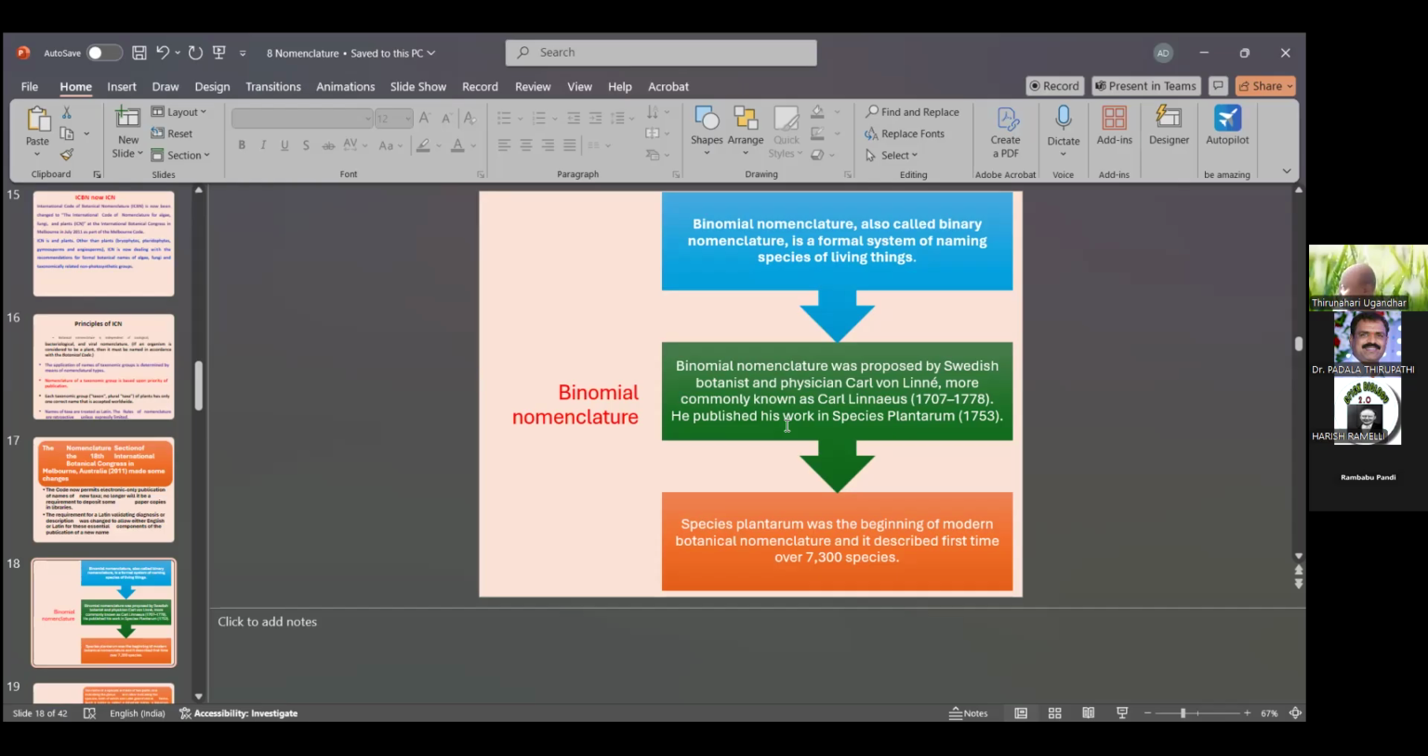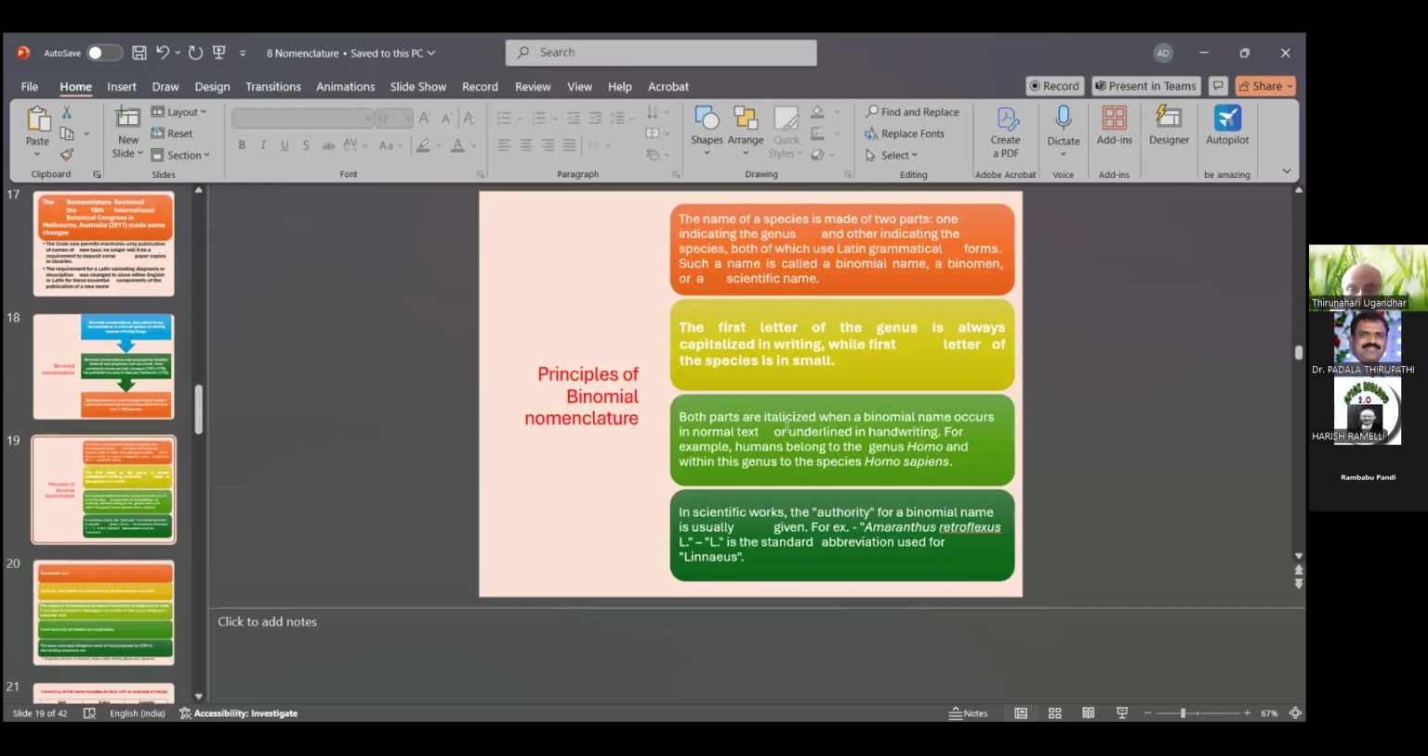In the Species Plantarum, the name of a species is made of two parts, one indicating the genus and the other indicating the species, both in Latin grammatical form. Such a name is called the botanical name, also a binomial name, also a scientific name. So this is also an important character feature of plants and organisms. Any plant is called by two names.